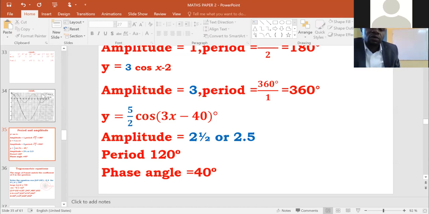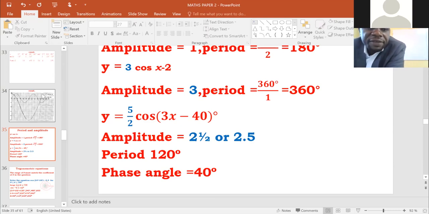You can also be asked to find the phase angle. In that particular question, the phase angle is the angle that comes after either the minus or the plus, which is equal to 40 degrees. Then you can also be asked to find the phase shift. How can I get the phase shift from that equation, the last one, y is equal to 5/2 cos 3x minus 40? Can you remember that? You take the phase angle and divide by the coefficient of x. In that particular case, it will be 40 divided by 3. That will give us the phase shift.